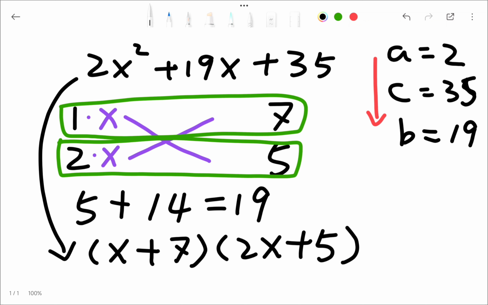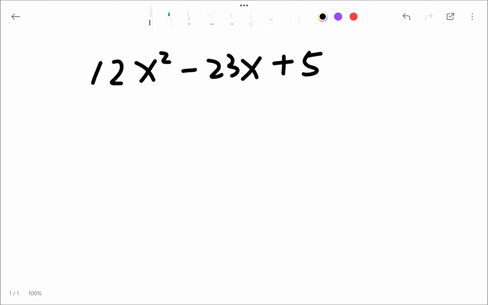So to summarize, the method is about finding the perfect combination of the factors of A and C that will give us the value of B. It takes trial and error, and please be patient with yourself at the beginning. With practice, it will get easier. Let's take a look at another example.